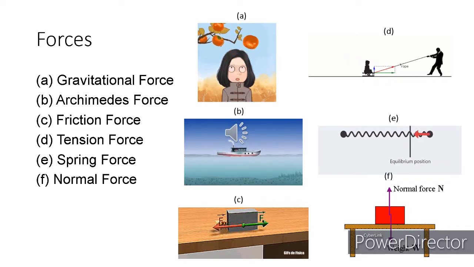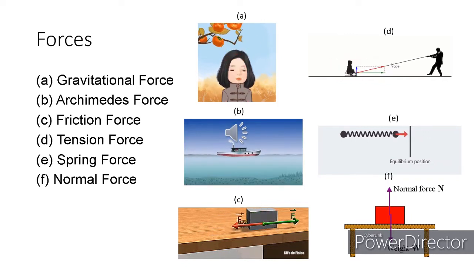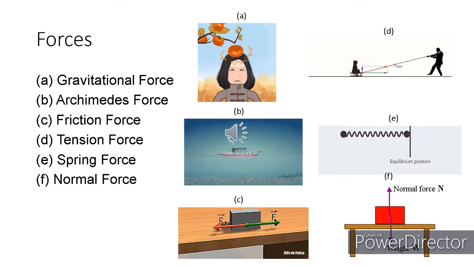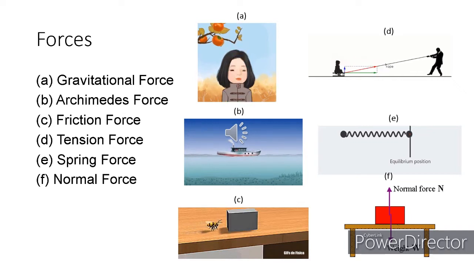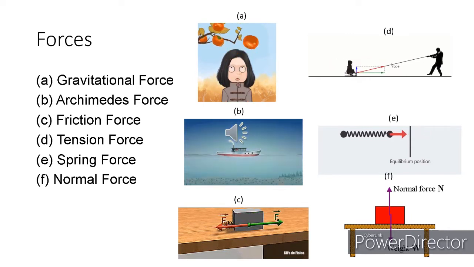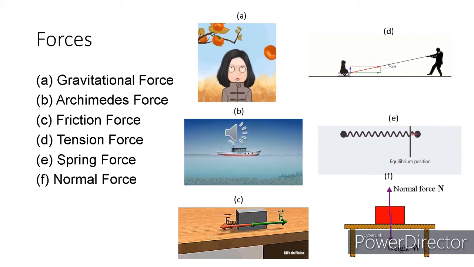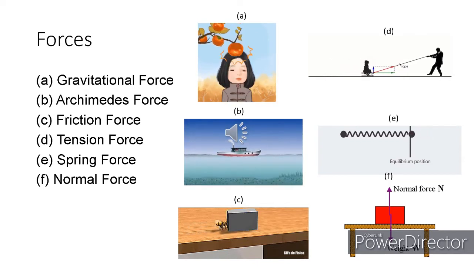So A, makikita naman natin sa sample, yung gravitational force, yung pagbagsak ng apple due to gravity. Yung sa B naman, yung pag-float ng ship or ng boat sa ibabaw ng tubig. So that is due to Archimedes force. Now, sa letter C naman, yung hirap ng pag-push ng B sa brick or sa object. It is because of the friction force coming from the two objects.